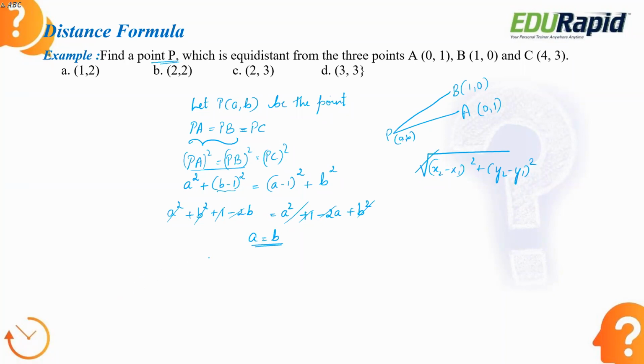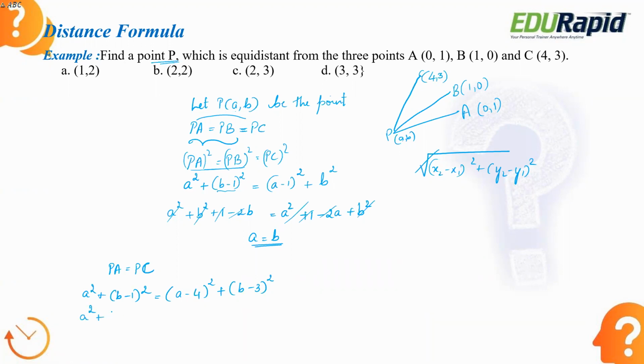What is the next thing I need to do? I need to find out both the points, a and b. I just got a hint that a is equal to b. Let me consider the next part. PA is equal to PC. Now, PA, you already know it's a square plus (b minus 1) whole square. What about PC? C is (4, 3). What will I get? PC would be (a minus 4) whole square plus (b minus 3) whole square. Can you solve this and tell me?